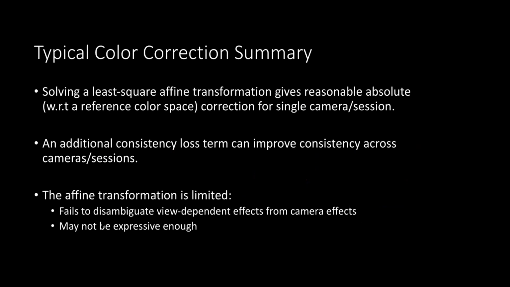So to summarize, solving a least squares affine transformation can give us a reasonable absolute correction with respect to your reference color space, but it only works for the single camera and single session setting. Though we can introduce an additional consistency loss term that can improve the consistency across different cameras and sessions, currently we parameterize the transformation matrix with an affine transformation, and we do not consider the view-dependent effects. And another problem is the affine transformation might not be expressive enough.